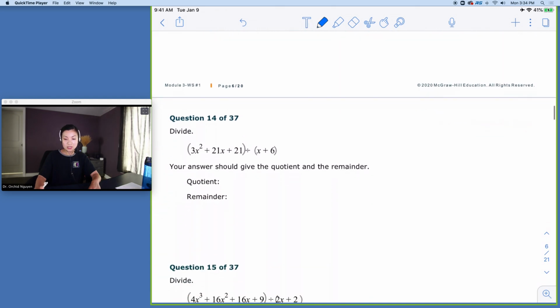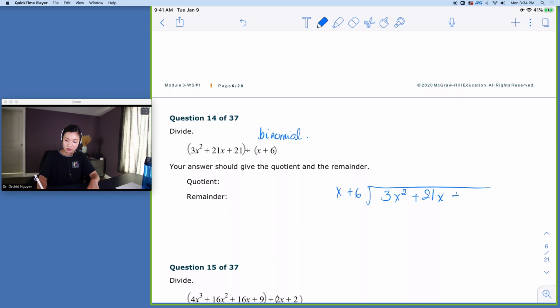For number 14, you see that we have a binomial. For a binomial, you can't really separate them and simplify. No, we have to go with long division. So I'm going to set up the long division, with x plus 6 here. In my opinion, polynomial long division is actually easier than with whole numbers.